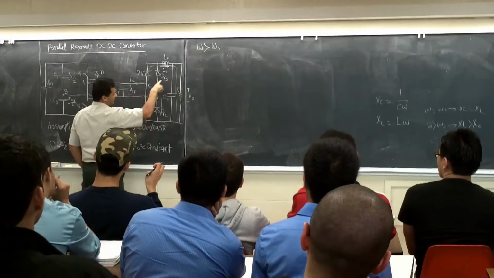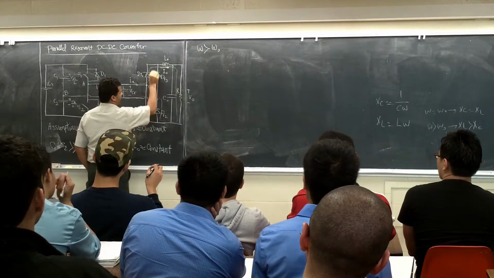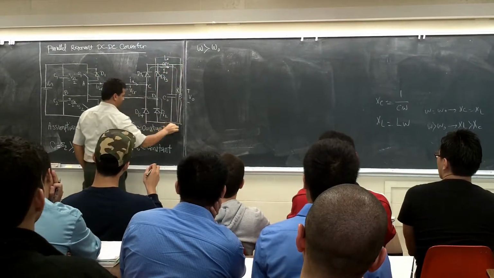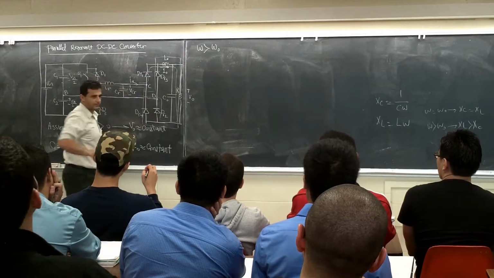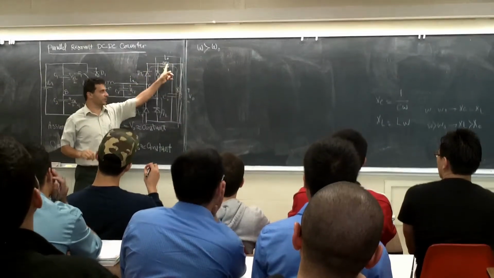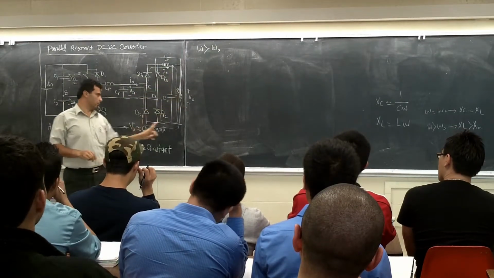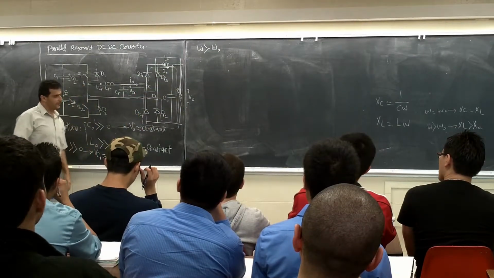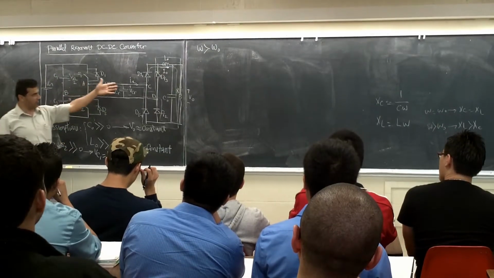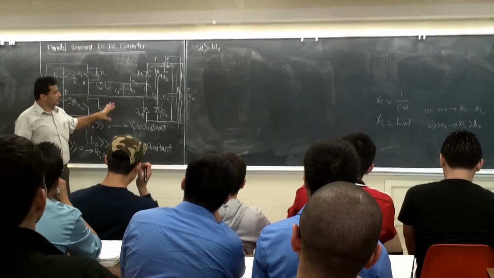Or it can go through what? It can go through here, right? There are going to be two paths: D1, L0, VO, D2, or D3, L0, VO, D4, right? Now, not D, it's DR1, DR2, there is an R.